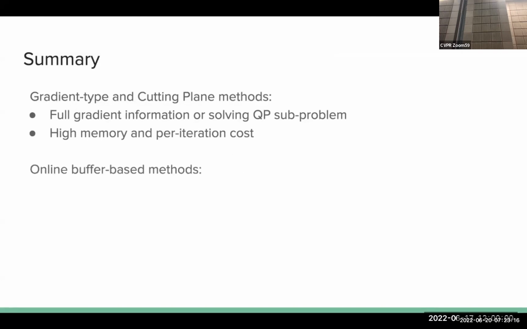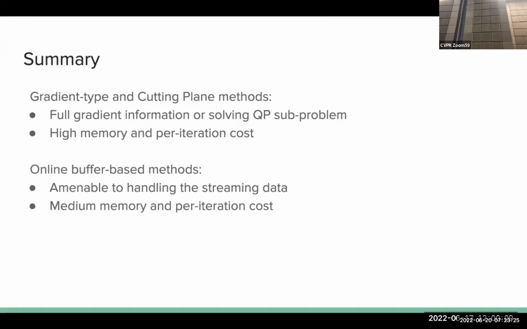And the second type of method is online method, and it's efficient to handle the stream data, but also you need to pair the current example with the previous examples, and usually the performance is measured by regret bound.